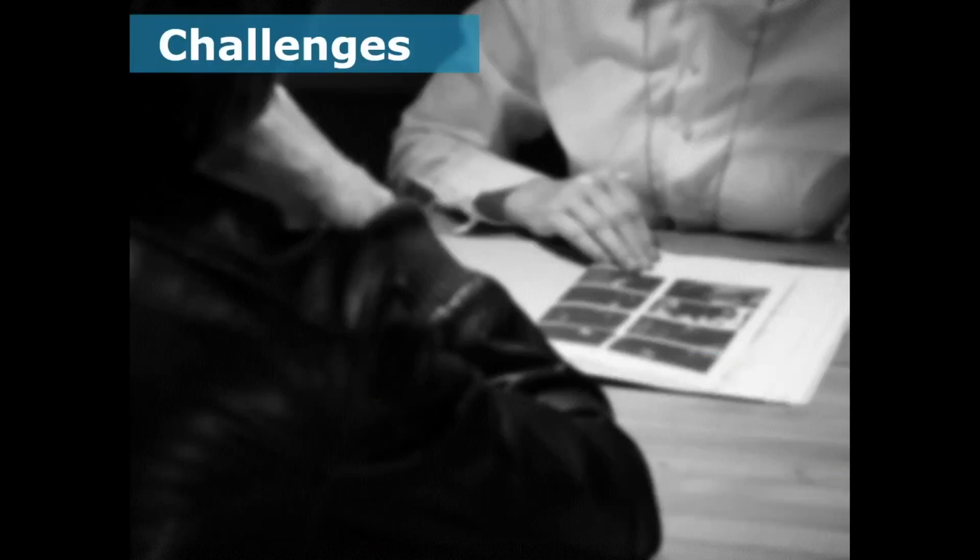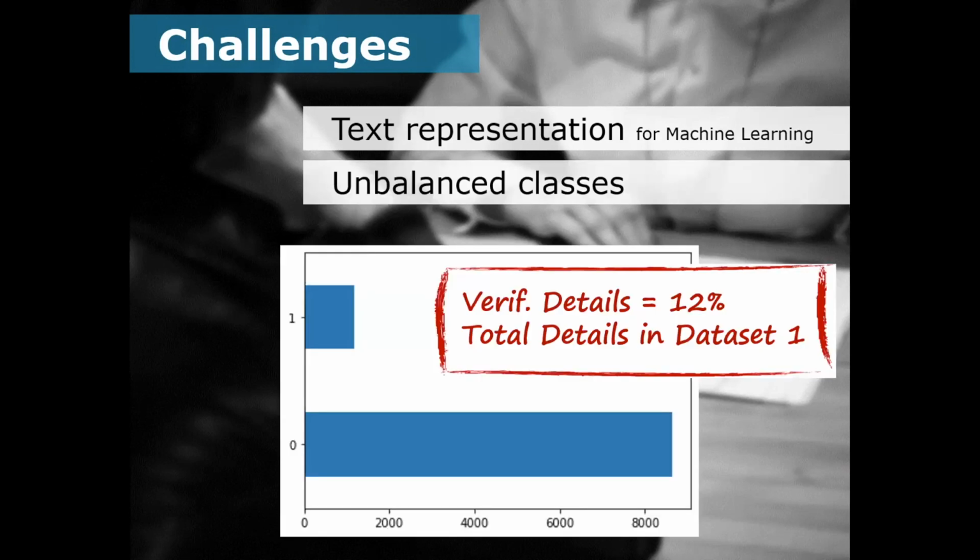Okay, so what were the challenges of using a machine learning approach for such a project? Well, first, there's the question of how you represent the text for machine learning purposes. And second, and more importantly, you have unbalanced classes here. For example, in our first data sets, the proportion of verifiable details was only 12% of the total details. So it's really unbalanced, and we have to deal with this.